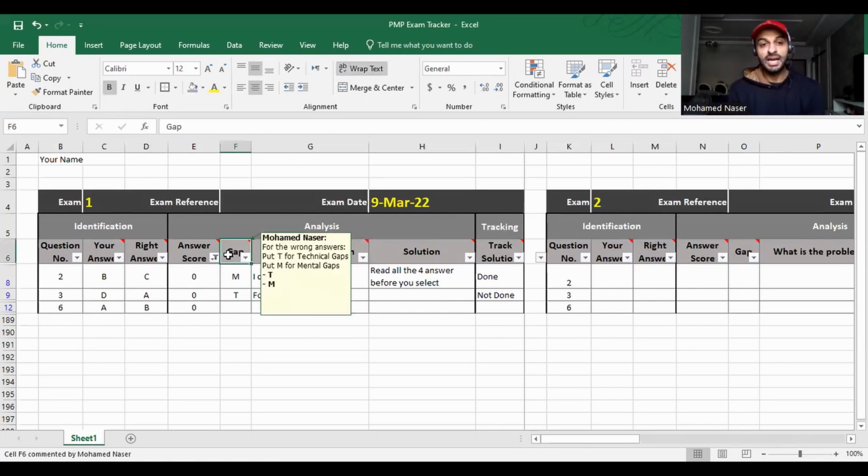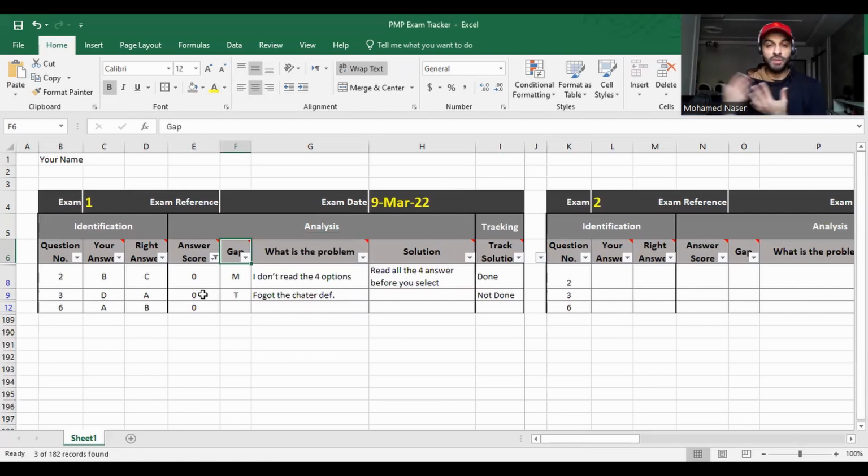The next column is the gap. What is your gap? Why did you answer this question wrong? From my experience with my students, they have one of 2 gap directions. The first one is the mental gap, which is M, and the second one is the technical gap, which is T. Mental gap refers to anything related to yourself, your mental preparation for the exam.